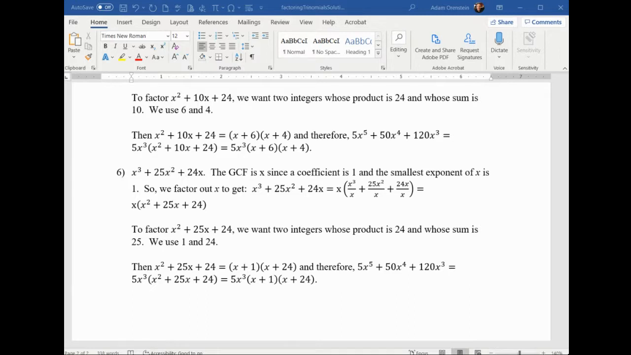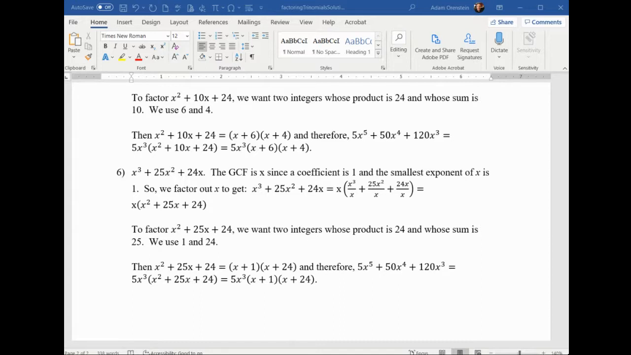And again, once you get the GCF, you have to factor it out, and that's what I'm doing here. Okay? So we get x times x squared plus 25x plus 24. And so to factor the polynomial left over, how do we do that?